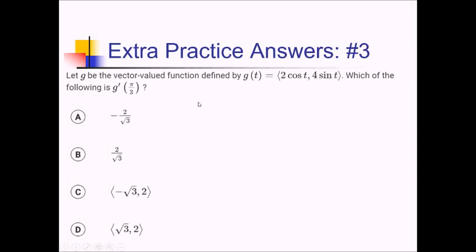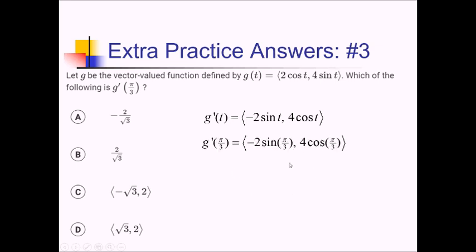On this problem, I'm given g as the vector valued function defined as follows here, and they want to know what g prime of pi over 3 looks like. So I basically just need to take the derivatives of these two components and plug in pi over 3. So for g prime of t in general, this is going to be negative 2 sine of t. And for this next one, this is going to be 4 cosine of t. So now let me just do g prime of pi over 3. Just plug pi over 3 into both of those.